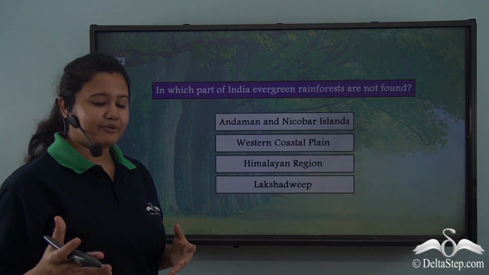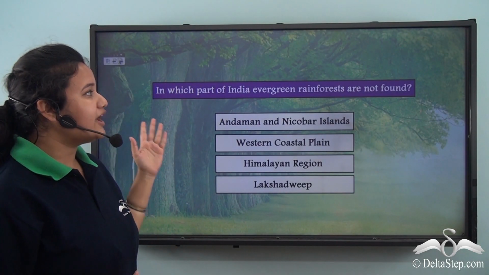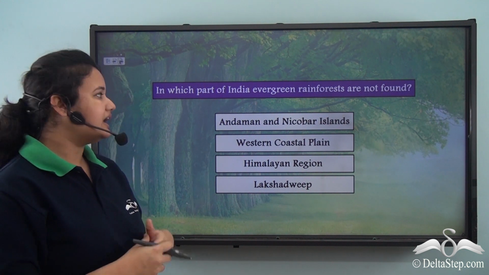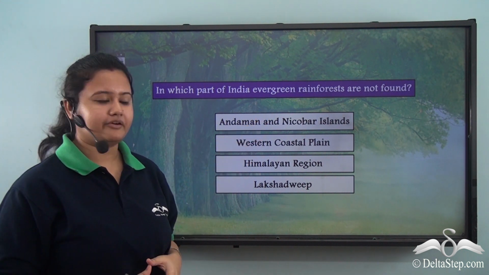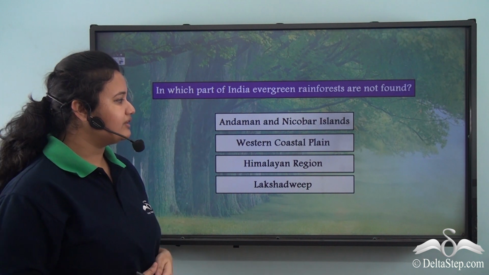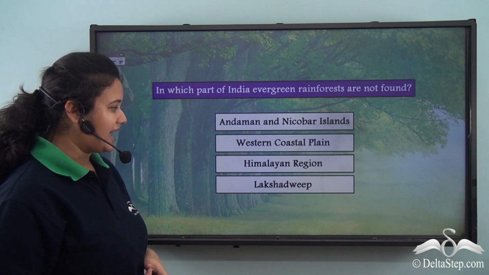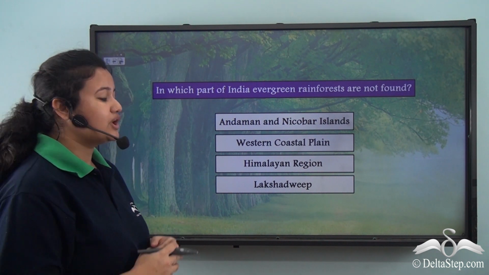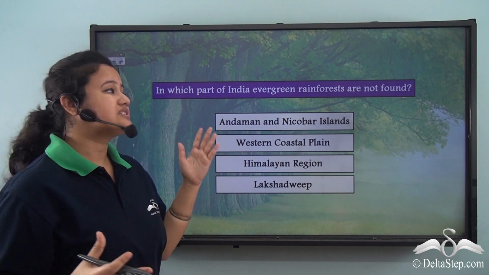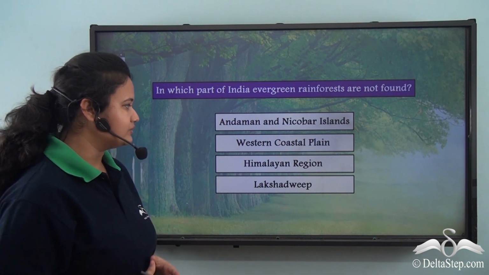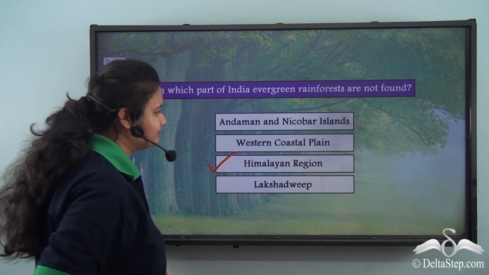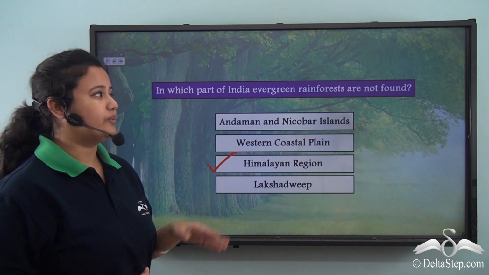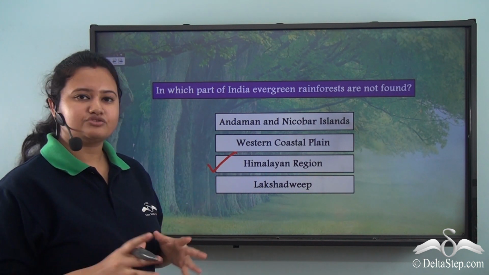Well, you must remember, we just read that evergreen rainforests or tropical rainforests are found in the islands of Andaman and Nicobar. Then they are also found in the Western Coastal Plain and in the Lakshadweep Islands. So the only option left where these forests or such type of vegetation are not found is the Himalayan region. So the correct option will be the Himalayan region, where the evergreen rainforests are not found.